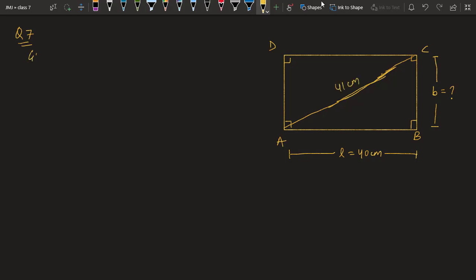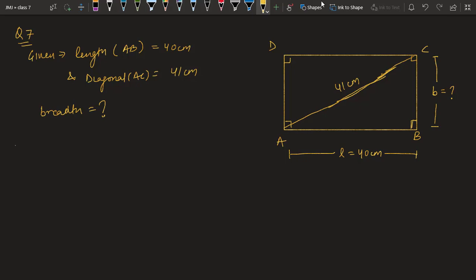Now, given length, that is AB, is equal to 40 centimeter, and diagonal AC is equal to 41 centimeter. What is missing? Breadth is missing. So if you are able to observe, as I told you, each angle is 90 degrees. So can't we say this triangle ABC is a right angle triangle? So we can easily find the length of breadth.